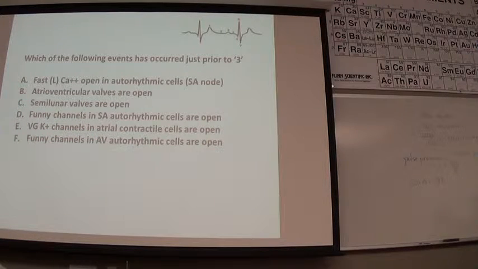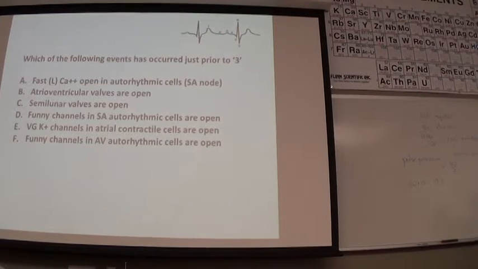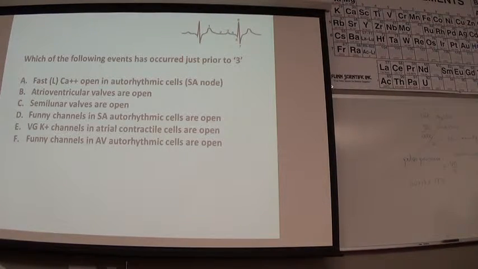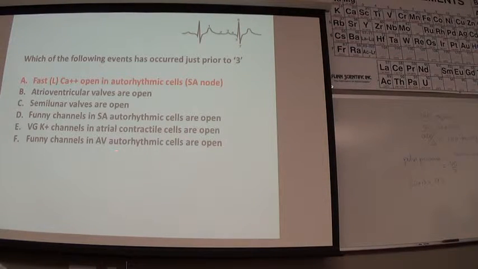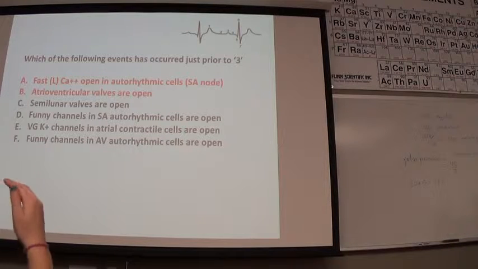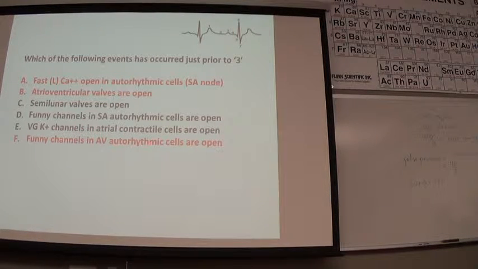Which of the following events is occurring just prior to 3, so at the end of 2? Ventricular filling. AV valves are open. Okay, so the AV valves would be open. Not C. So just prior, our fast calcium channels are going to open because that's what creates the SA node firing that allows us to have P. So atrioventricular valves are open. What about semilunar valves? No, they're not. Not yet. Okay, so they're not open, and funny channels in the AV autorhythmic cells are open, but in here they close because we've just reached action potential.